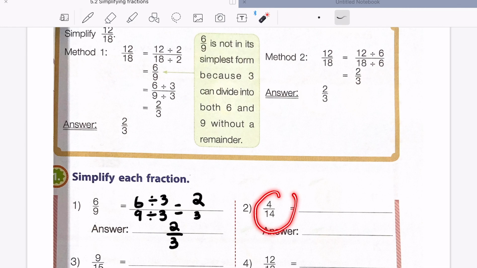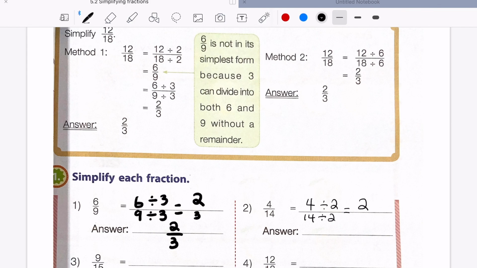Let's take a look at number 2. Here we have 4/14. What can we divide that by? What number do we think? It's not 3 this time. It's the other number. We can always try 2, right? Let's do 4/14. Divide by 2. 4 divided by 2 equals 2. 14 divided by 2 equals 7. So here we get 2/7. Awesome.